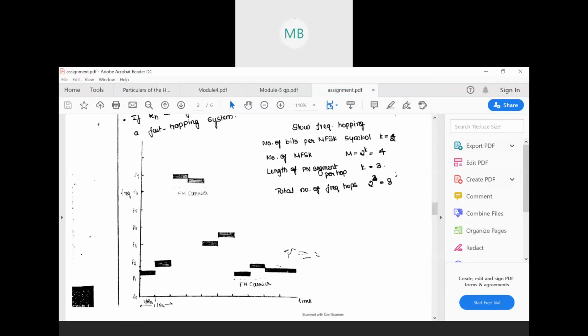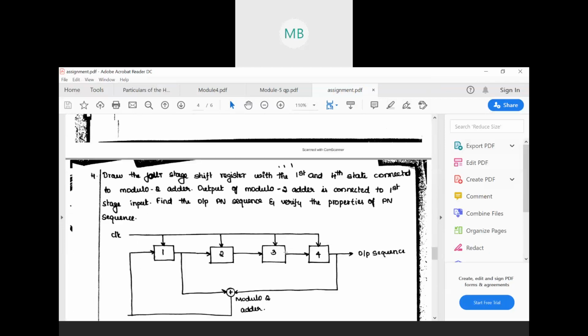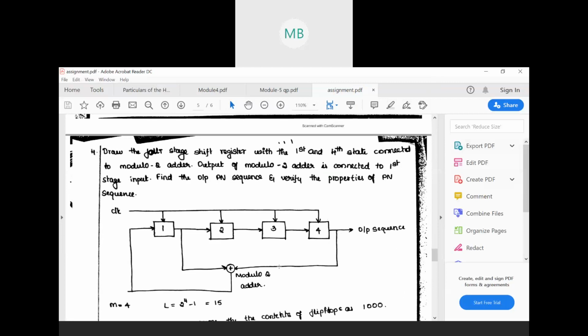I hope it is visible to you. Okay, so this is the required block diagram, right? There are 4 memory units, marked as 1, 2, 3, 4. These are the flip flops, and since it is a sequential circuit, clock is required for each flip flop, and it is given that first and fourth stage outputs are connected to modulo 2 adder, and from there it is given as feedback to the first stage, right? So this is the required connection.